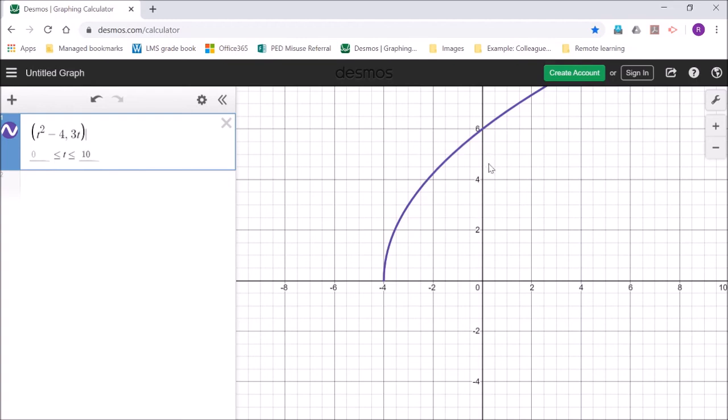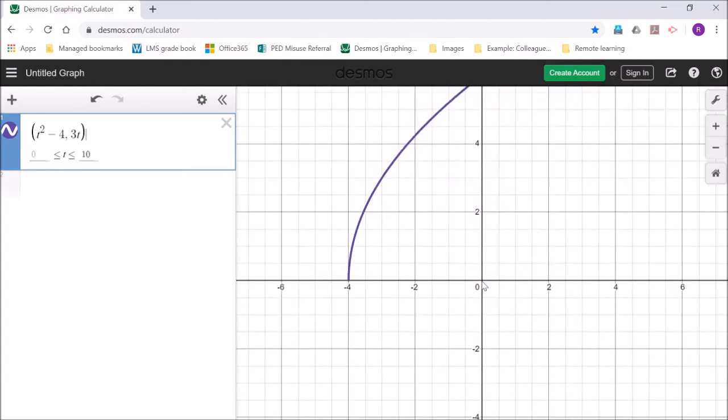So that's parametric equations in Desmos. But one more thing, for any type of equation graphed in Desmos, know that you can adjust the window of the calculator, right? So you can, for example, scroll with your mouse and zoom in or zoom out.